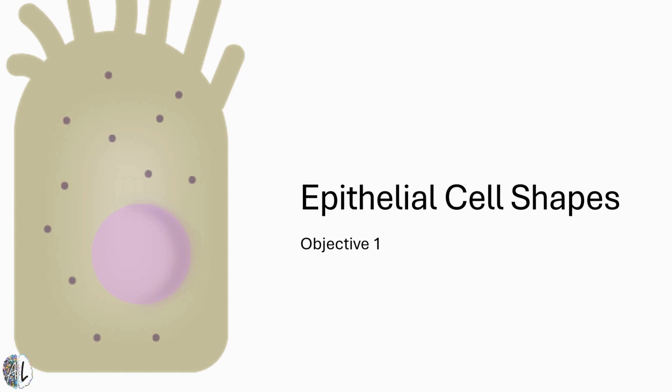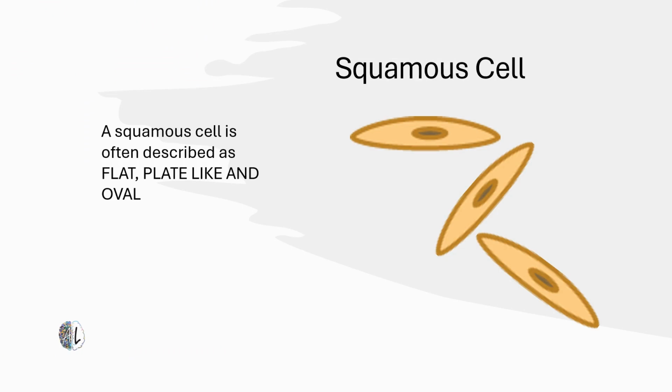All right, let's first take a look at cell shapes. There are three potential cell shapes that we're going to be talking about. The first one we saw in our med term course, so if you want to see what those words mean, please reference our med terminology course for tissues.